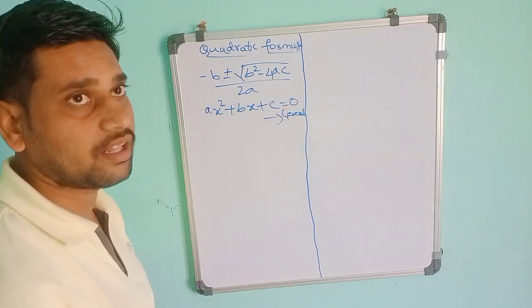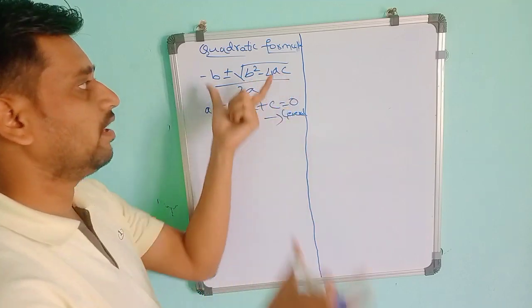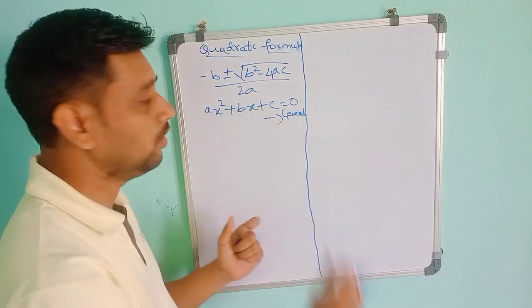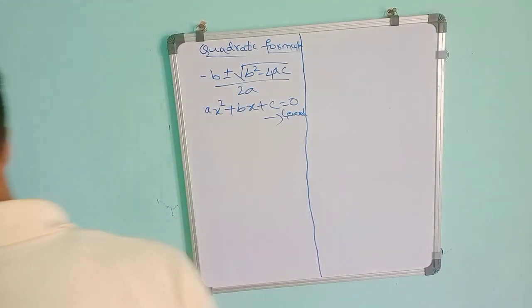Next step, by completing the square you will get this formula. Lastly you will get the formula by completing the square. You can go through it and understand it. I am not doing that one; I am directly going to the problem. So, first problem.